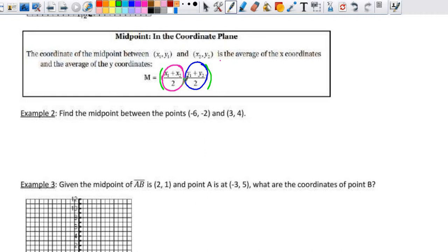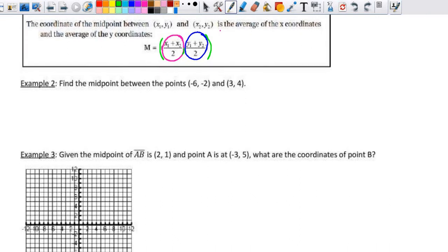All right, so let's do an example. Find the midpoint between the points (-6, -2) and (3, 4). So the same coordinates we used above that we graphed. Let's go ahead. This again will be x1 and y1 and x2 and y2. Same as above.